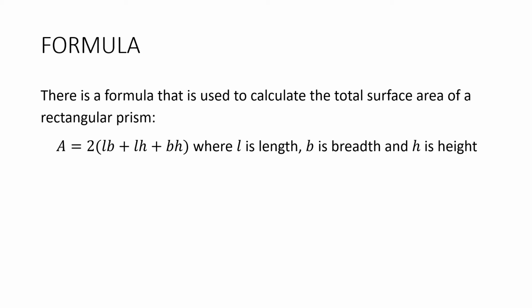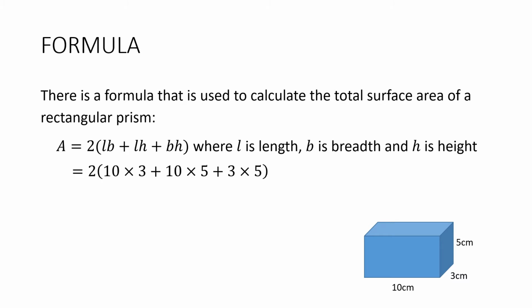Now there is a formula that can be used to calculate the total surface area of a rectangular prism, and there it is. It's 2 lots of the length times the breadth plus the length times the height plus the breadth times the height. Let's check it out with that previous question. Instead of L we're going to put 10, instead of B we're going to put 3, and instead of H we're going to put 5. Putting it into the calculator, we do get the same answer, 190 centimeters squared.